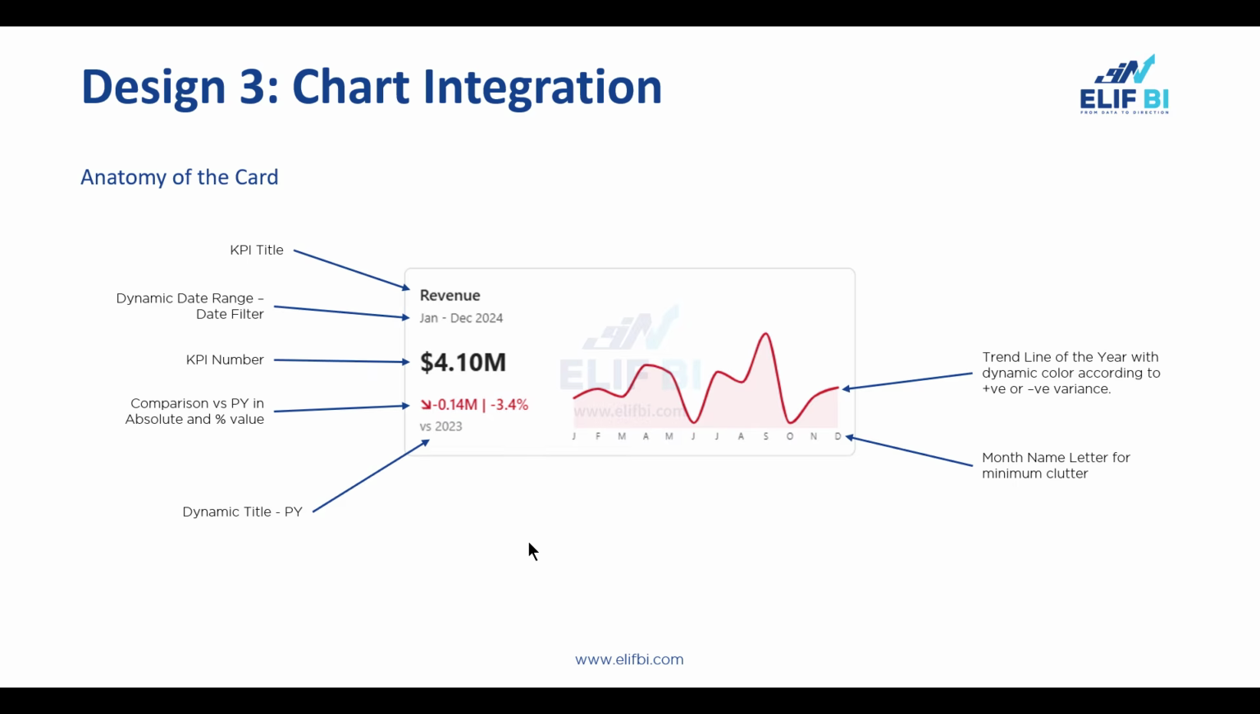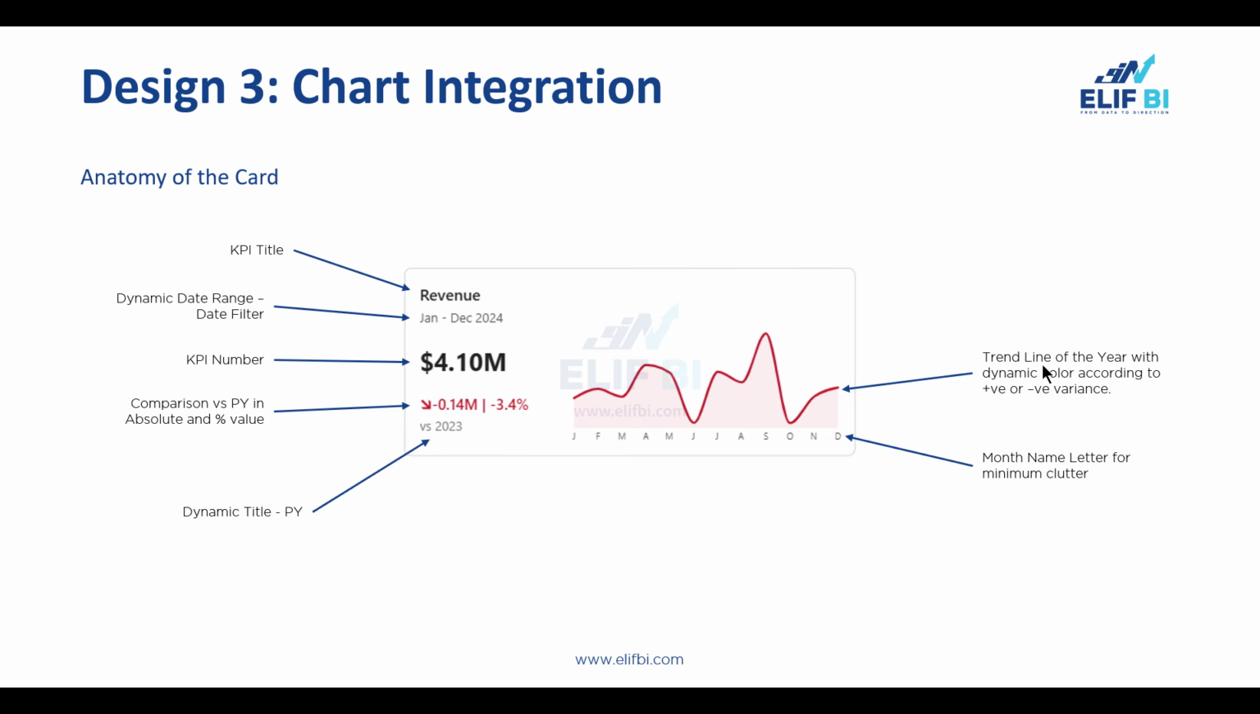Let's get started. Our third KPI design is called Chart Integration, which has a chart integrated into the KPI card. We've got the KPI title, which is in a relatively larger, bolder, and darker text. We've got the dynamic date range, which changes according to the date filter. We've got the KPI number, the boldest, darkest, and the largest font. A comparison versus prior year, both in terms of actual number and the percentage. Then we have the dynamic title with the prior year mentioned.